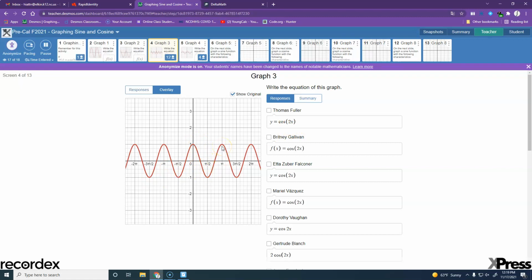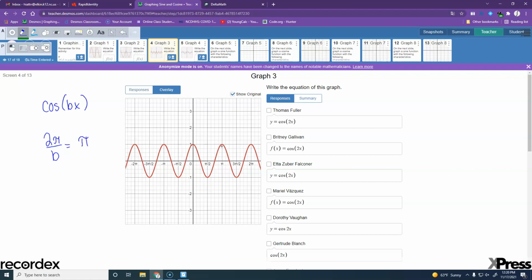So if we're thinking about what number needs to be there, whenever you're thinking about this, you know you're going to have cosine of b times x, and 2 pi over b has to give you the period, which is pi. And so what number should go there? 2 right there will just give you a pi if you put it there. So y equals cosine of 2x is correct.